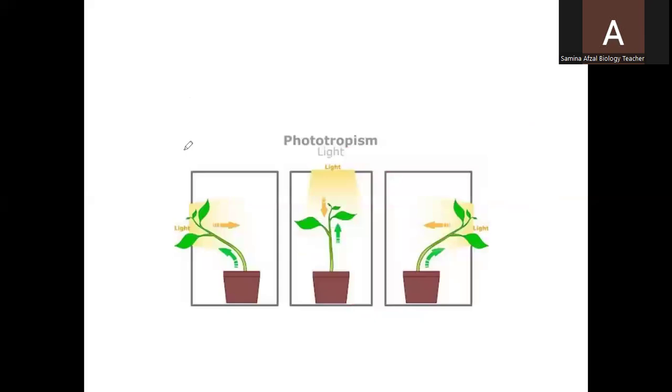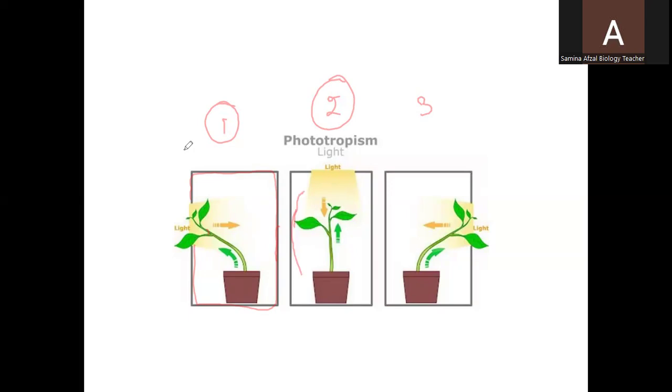Now you can see numbers 1, 2, and 3. In diagram number 1, the light is coming from the left side. So the shoot is moving towards the light. There is a barrier which stops the light from coming from the forward direction, so it is coming from the left side only. In diagram number 2, the light is from the upward direction. So the shoot is moving towards the light and straight growth is taking place.